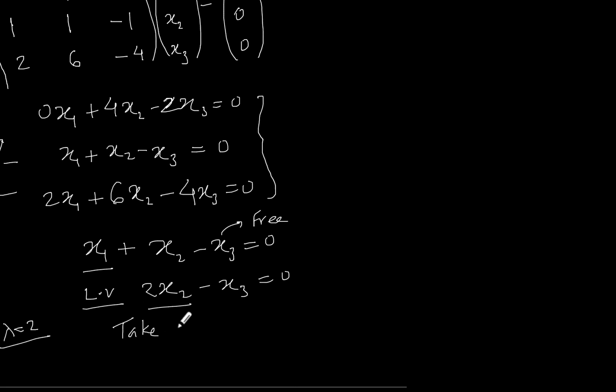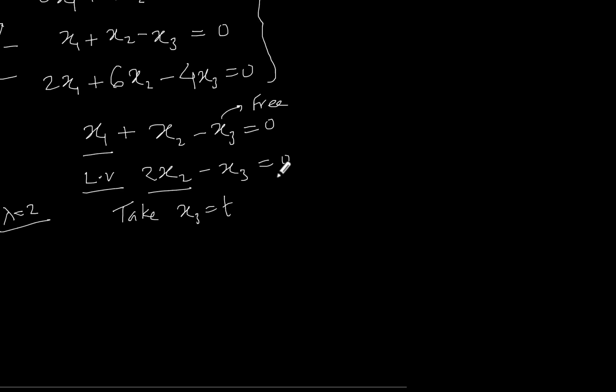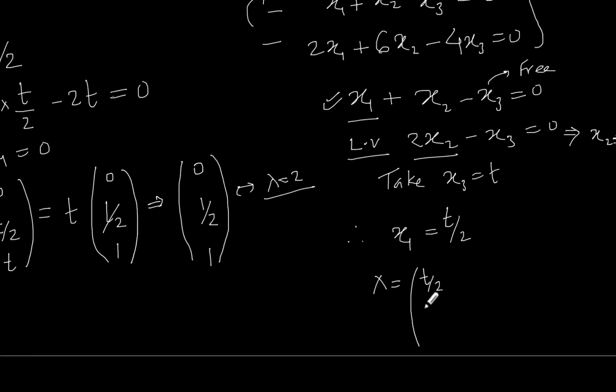x1 and x2 are the leading variables here, and x3 will work as the free variable, so you can take x3 as t. When you put this value in the second equation, you will get the value of x2 as t by 2. Now using these two values in equation 1, you will get the value of x1 as t by 2. So the corresponding eigenvector will be (t by 2, t by 2, t). You can take t outside. So again (1 by 2, 1 by 2, 1) will be our corresponding eigenvector.